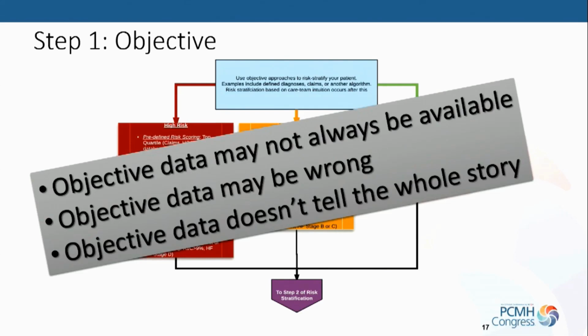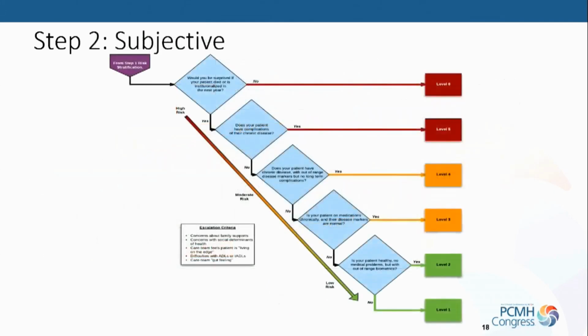But more importantly, objective data doesn't tell the whole story. I've mentioned a couple times that an A1C greater than 9 is high risk. I'm sure all of you know of patients who have an A1C greater than 9 that aren't really high risk. They're doing okay. Maybe it was 12 last year, and it's 9 now, and they're exercising and taking their medication, so they're actually doing pretty well. Or maybe they're 92 years old and it's 9, and it might be okay. The data alone doesn't tell the whole story. We need to further refine this, and that's what step 2 is, subjective risk stratification.